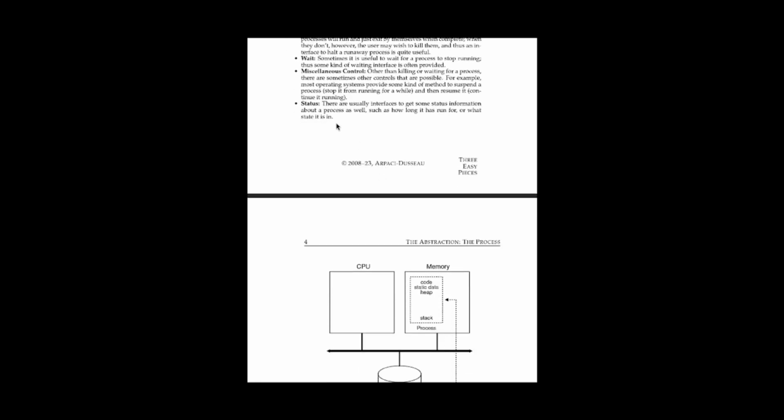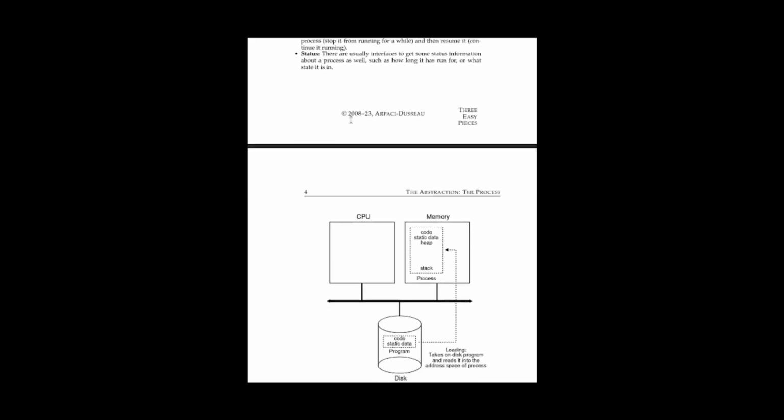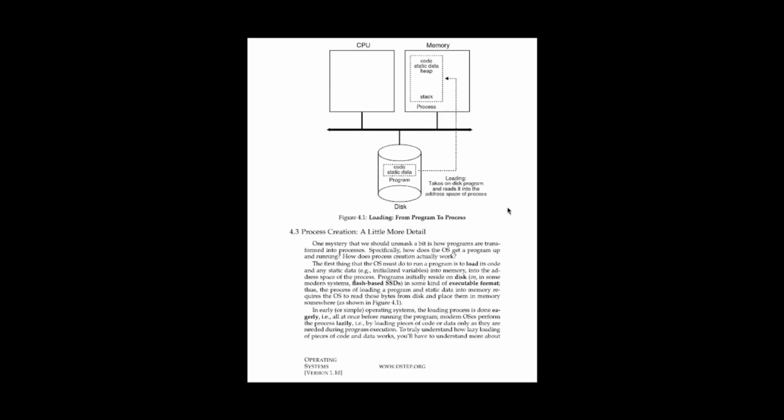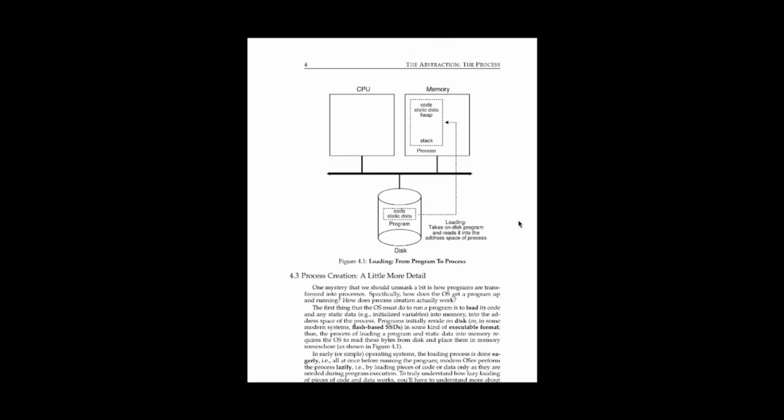Miscellaneous control. Other than killing or waiting for a process, there are sometimes other controls that are possible. For example, most operating systems provide some kind of method to suspend a process, stop it from running for a while, and then resume it, continue it running. Status. There are usually interfaces to get some status information about a process as well, such as how long it has run for or what state it is in. Figure 4.1: Loading from program to process, which illustrates the CPU, memory, and disk working in tandem for processes.